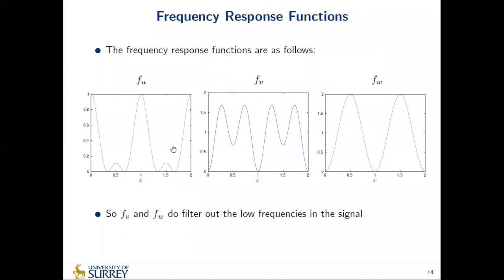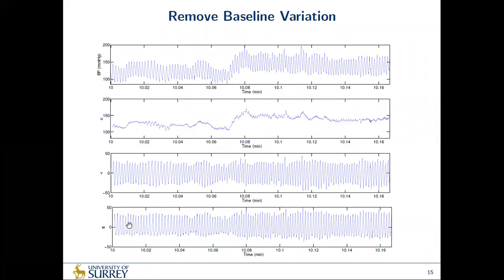So our frequency response functions are these. So f_v is 0 at 0, and so the low frequencies are getting cancelled out, or at least damped down. And similarly, for f_w, the low frequencies are being suppressed. But on the other hand, u has got all the low frequencies. It's keeping them. So f_v and f_w are filtering out low frequencies in the signal. So maybe it's not such a daft thing to be doing after all.